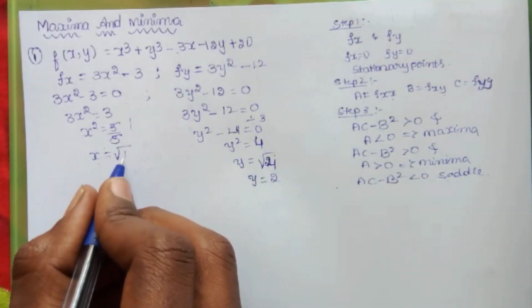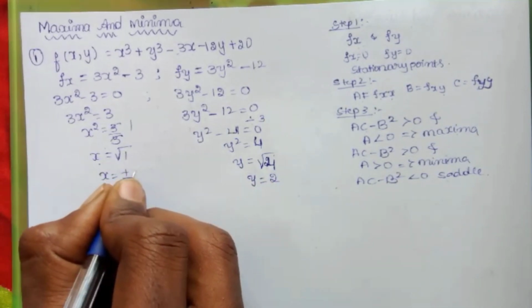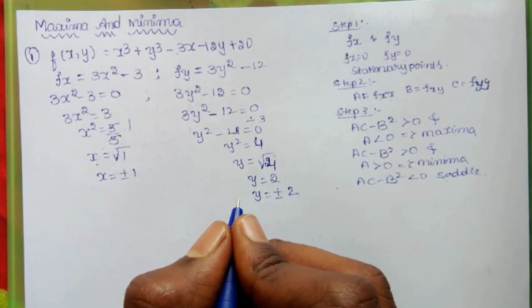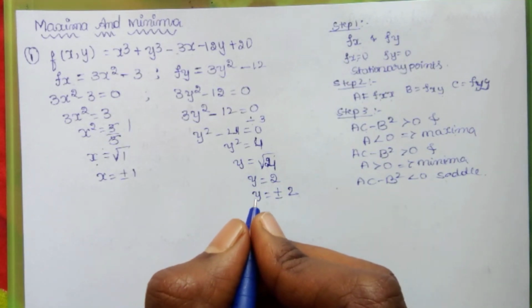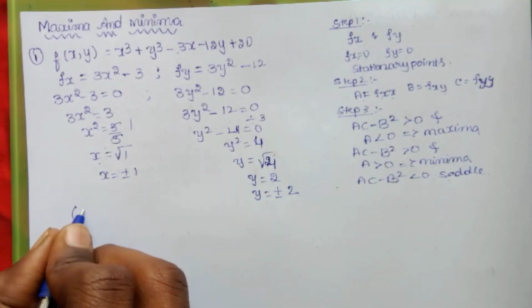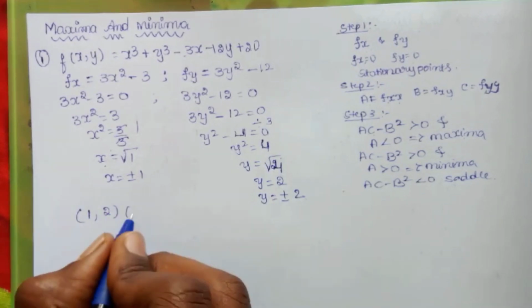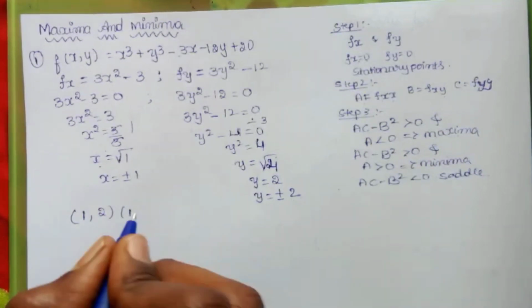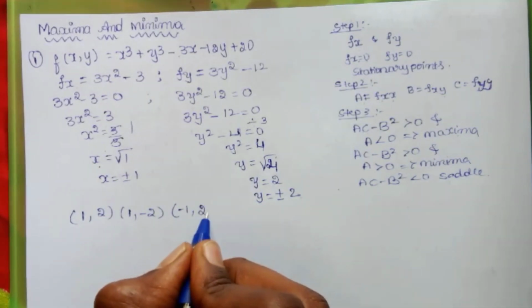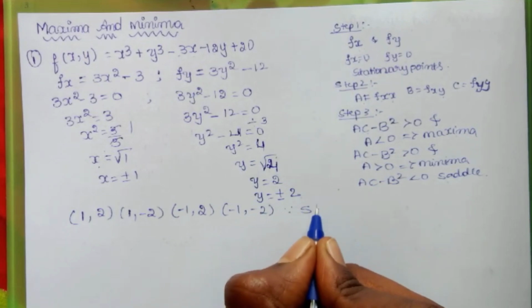Here x is equal to root 1 and y is equal to root 4. It can be written as x is equal to plus or minus 1 and y can be written as plus or minus 2. And then what are the points we get? x is 1 and y is 2, x is 1 and y is minus 2, x is minus 1 and y is 2, then minus 1 comma minus 2. These are called the stationary points.